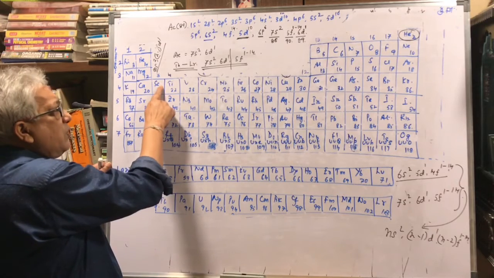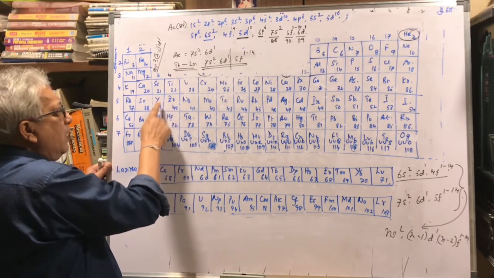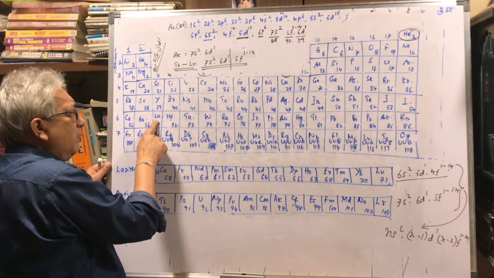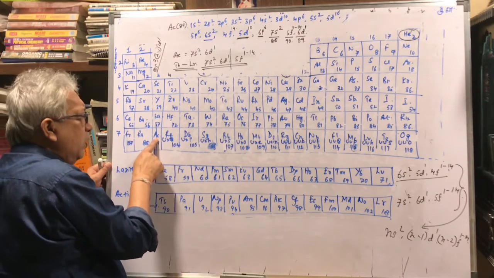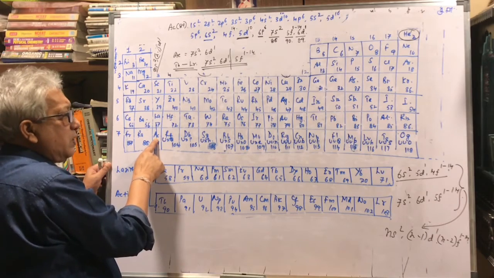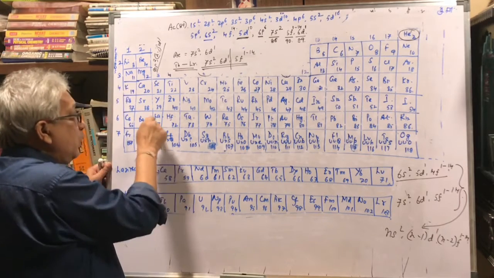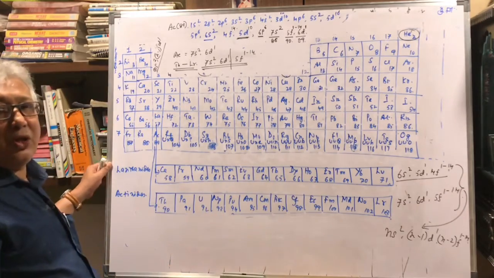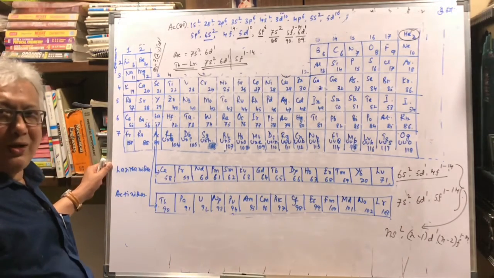This is the first transition series, beginning with scandium; beginning with yttrium, second transition series; beginning with lanthanum, third transition series; beginning with actinium, fourth transition series. And these two series have come within the transition series. Therefore, they are called inner transition series. Is it okay, clear, children?